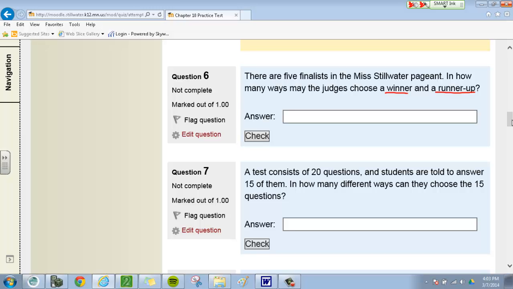So there are 5 finalists in the Mississippi Stillwater Pageant, and how many ways can the judges choose a winner and runner-up? Well, you can think of it as 2 buckets. In the first bucket you have, because there's 5 finalists, 5 options, and the next one you have 4 options. Same thing, you can do this another way. This is 5NPR2. Both ways work, but I like my way a little bit better. It's kind of easier. So we got 20. Check that out.